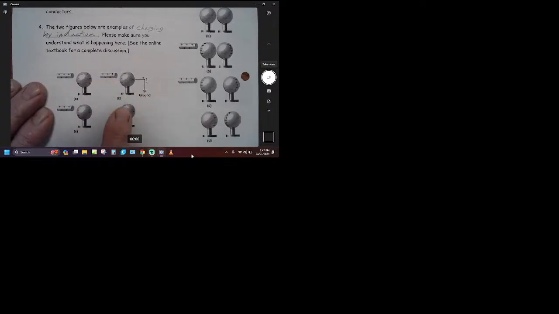All right. So this is a different thing. Charging by induction in this case just means using a charged object to charge another object without touching. So it's kind of like the induction stove thing, but it's inducing a charge. It's not inducing current like with your cook stove.